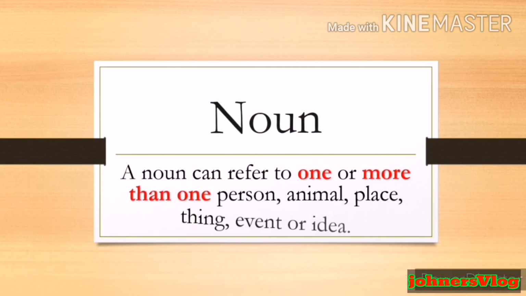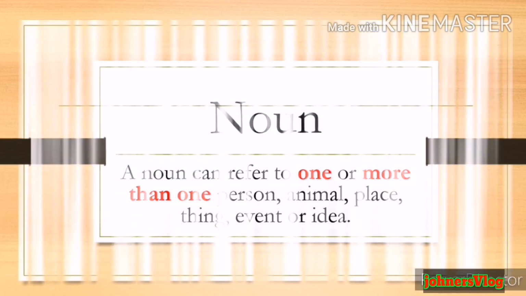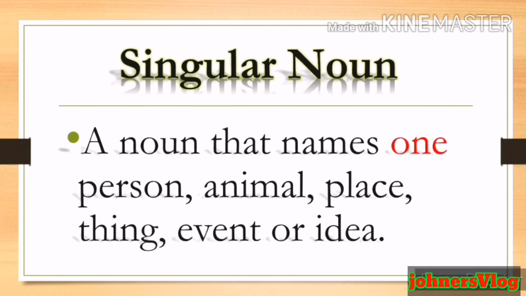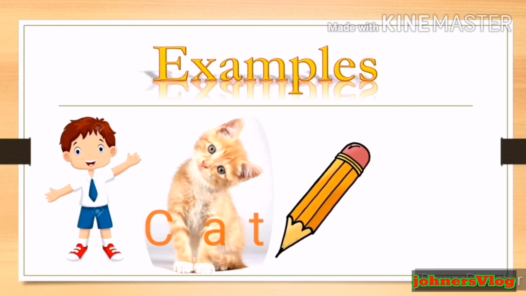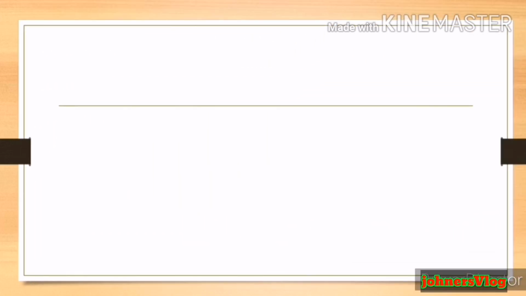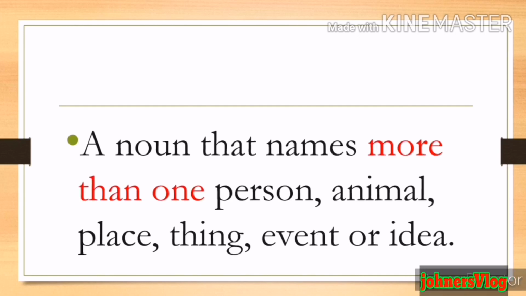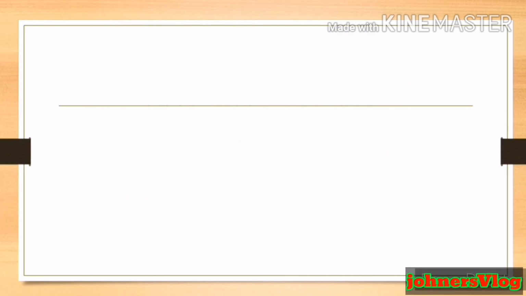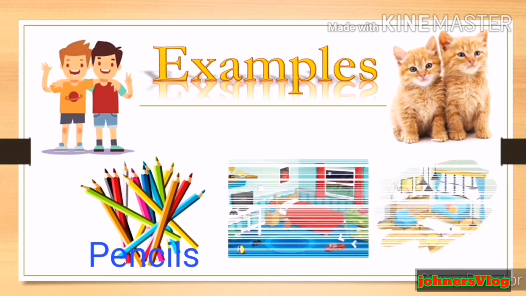A noun can also refer to one or more than one person, animal, place, thing, event, or idea. A noun that names one person, animal, place, thing, event, or idea is called a singular noun. Examples: boy, cat, pencil, room. A noun that names more than one is called a plural noun. Examples: boys, cats, pencils, rooms.